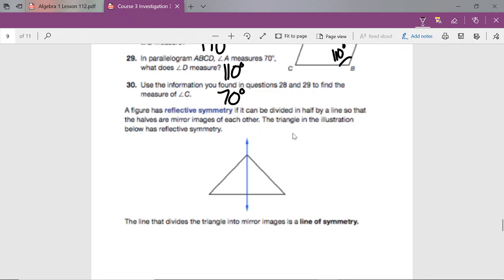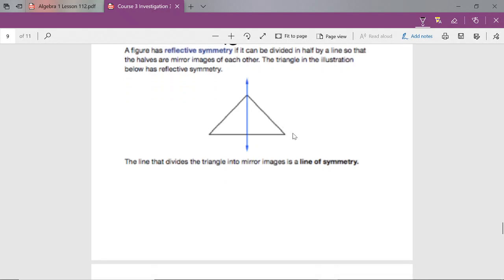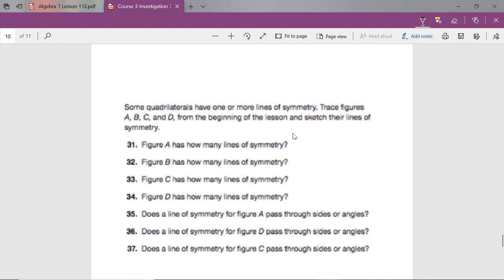Just like this, if I were to take this line and fold this figure along the line, it would come up and touch exactly this half, and this half would be the same. So we use that and call that blue line that we had a line of symmetry. All right, so let's answer some questions.